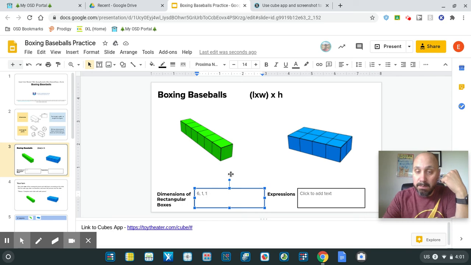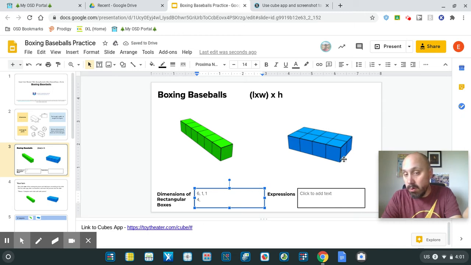Well, let's look at the blue one real quick. Let's do the blue one now, dimensions. So the dimensions of this one are, how long is it? 1, 2, 3, 4 in length, 4 cubes long. The width, oh, we have 1, 2 here. So we have the width of 2. There's 2 cube lengths going that way. Do you guys see that? How high is it? Well, there's nothing stacked on top of this layer.